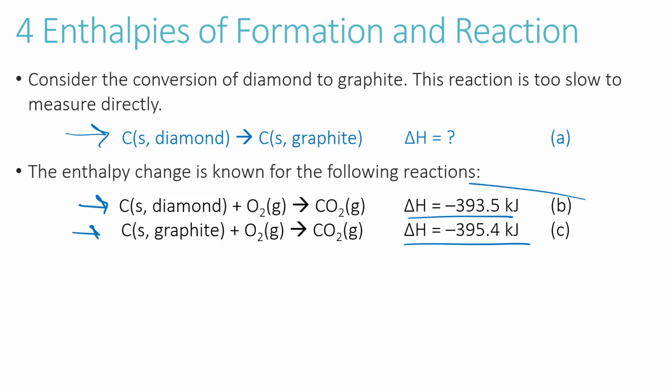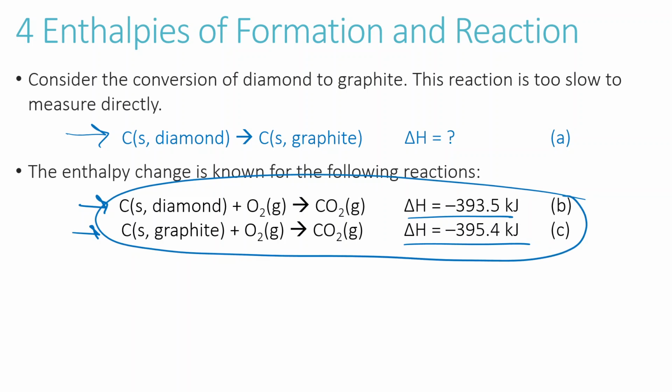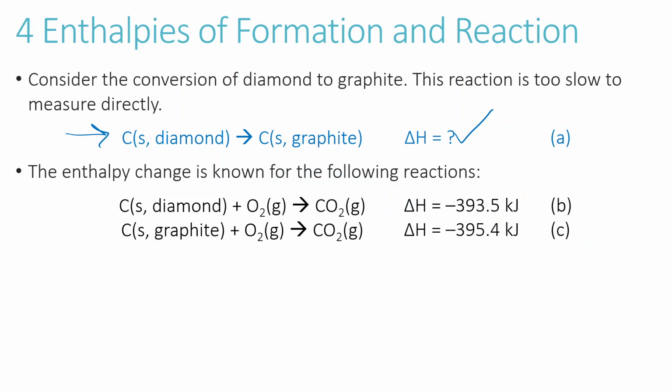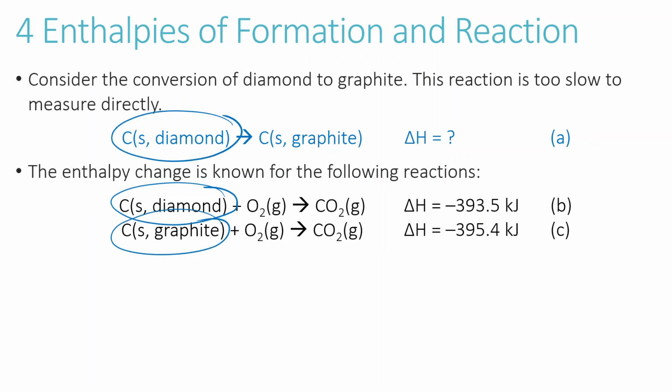So I'm going to leverage these two reactions that we know the delta H of in order to calculate delta H of this reaction. Now, when you look at the equations, you can see that there are some similarities. Here we have carbon diamond, which is our reactant, and here we have carbon graphite, which is our product.